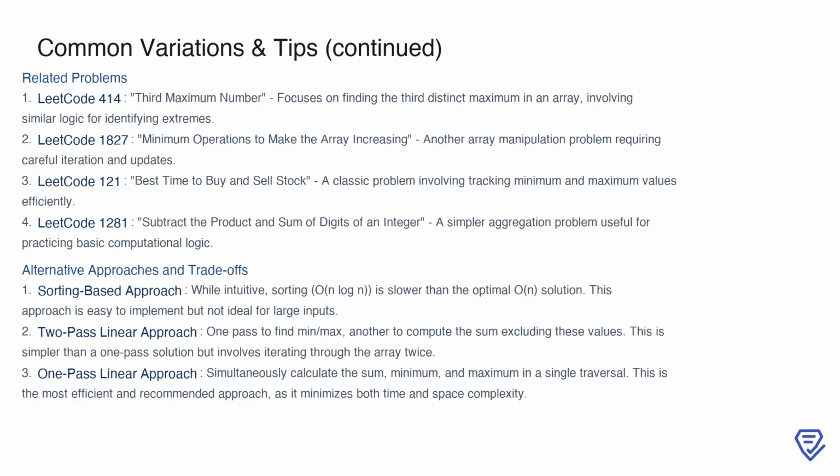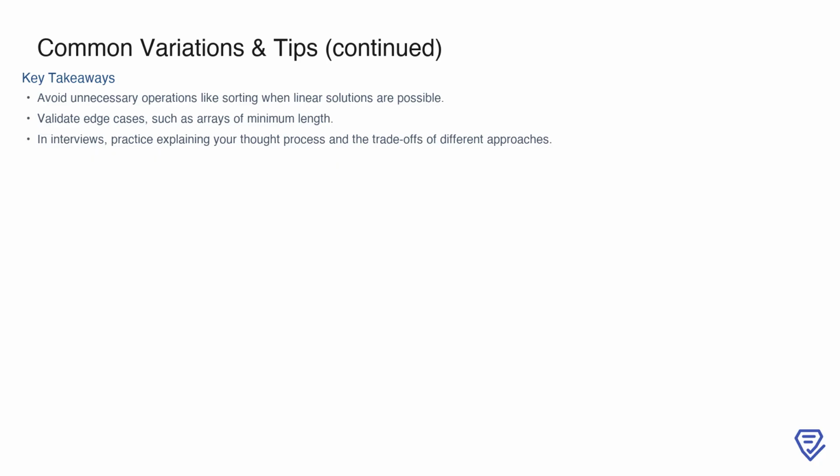Now, in terms of approaches, sorting is a straightforward but less efficient method, with O(n log n) complexity. A 2-pass linear approach, where you first find the min and max and then compute the sum, is simpler but not as optimal as a 1-pass solution. The most efficient method is a 1-pass linear approach, where you calculate the sum, minimum, and maximum in a single traversal, minimizing both time and space complexity. To summarize, always aim to avoid unnecessary operations, such as sorting, when a more efficient linear solution is available.